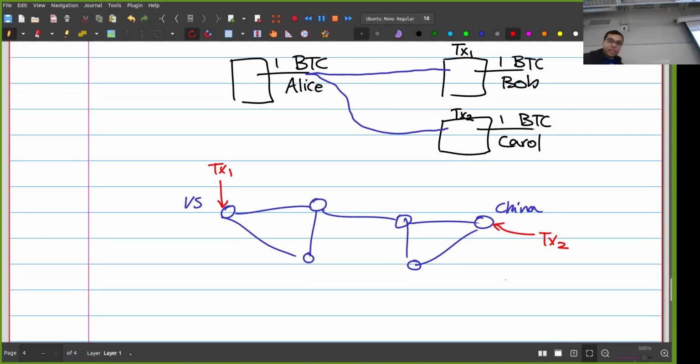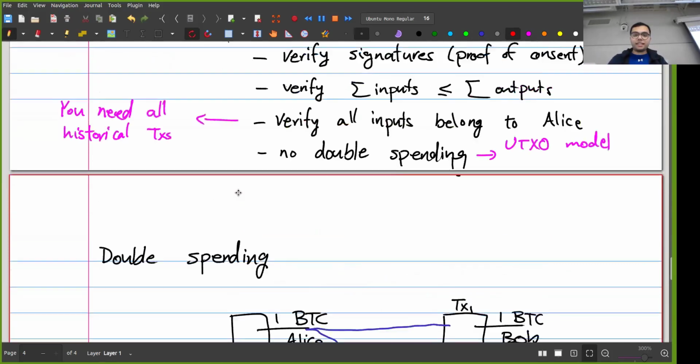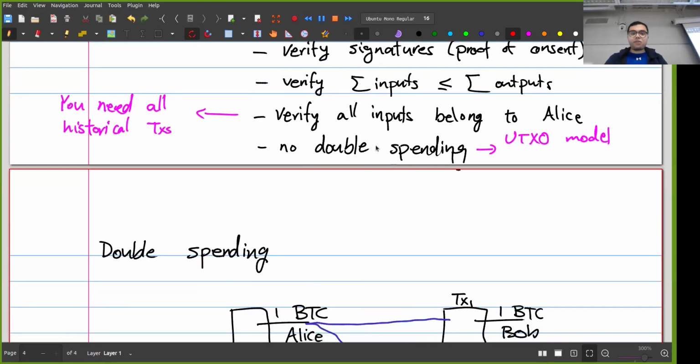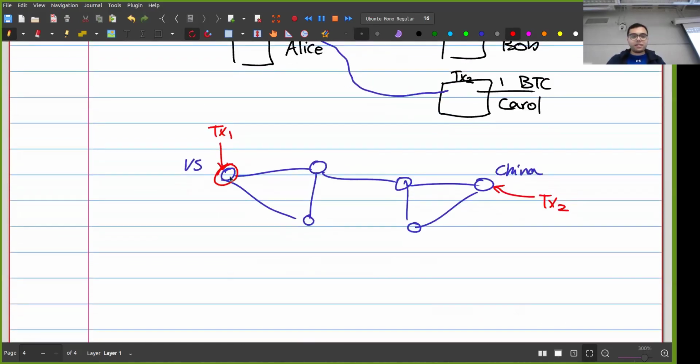Now, from this node's point of view, transaction 1 is valid because, let's say, it satisfies all of these other requirements. And of course, it doesn't have any double spending because this node does not know about transaction 2 yet, right? So it says that transaction 1 is valid and it just sends transaction 1 to all of its neighbors. Okay, so these ones will know about transaction 1.